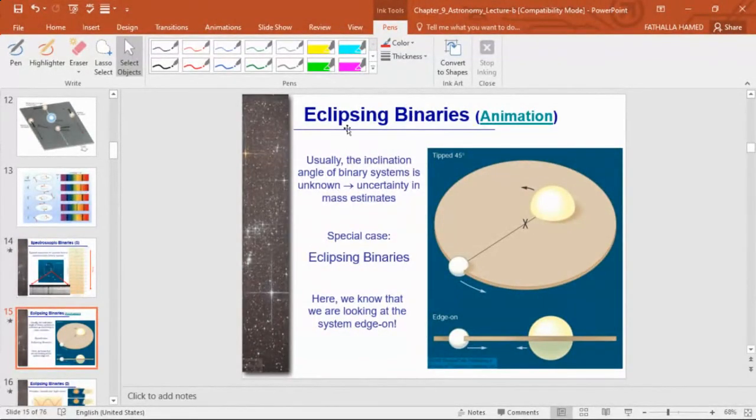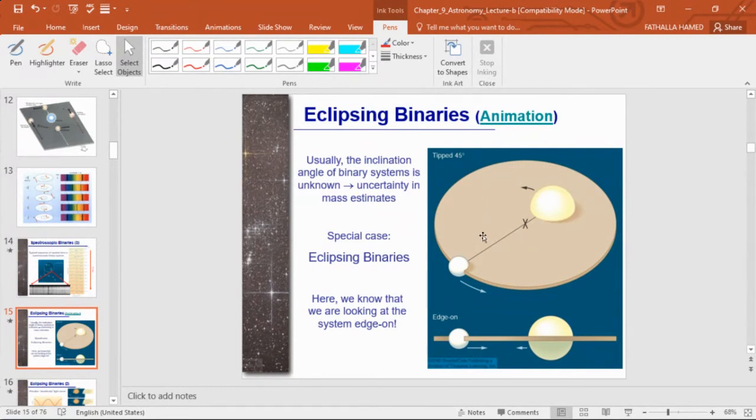Now, the other type, we call them eclipsing binaries. And you know what eclipsing is? That means one is dimming the other star, like when we talked about lunar eclipse and solar eclipse. So as you see here in the cartoon, you have a bigger star, smaller star. They will be orbiting their center of mass.